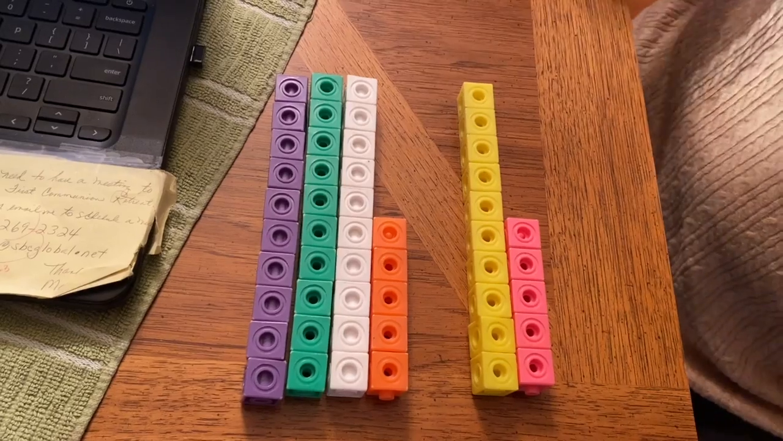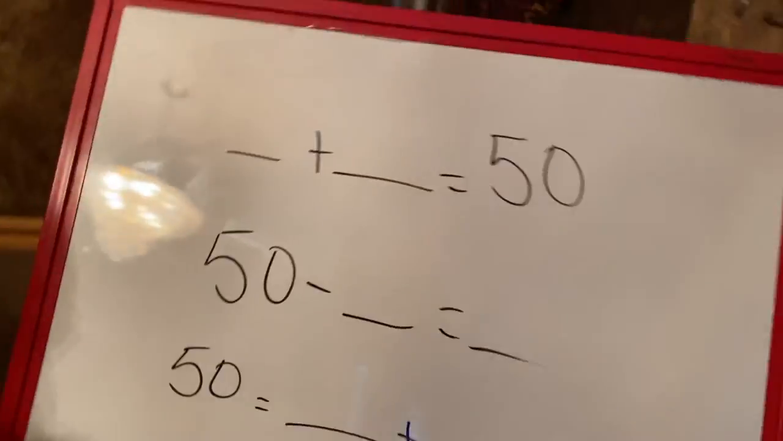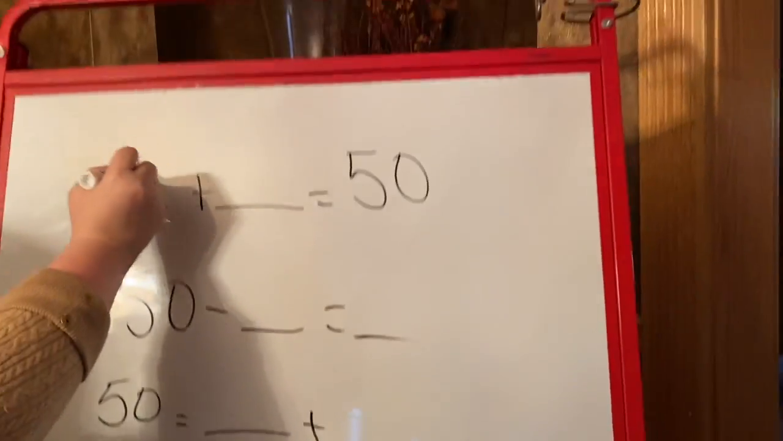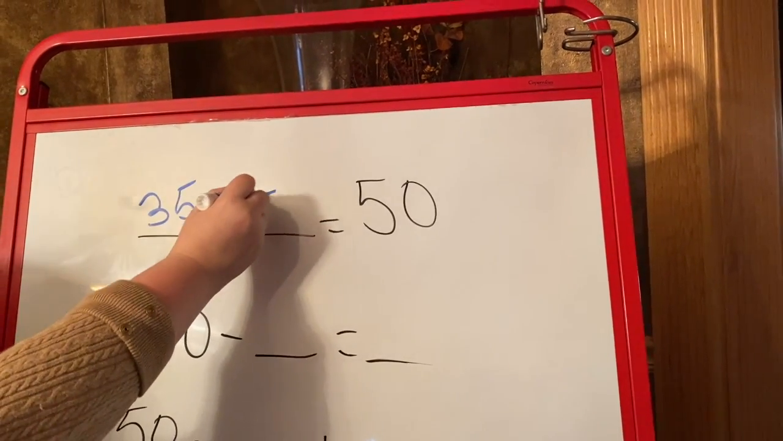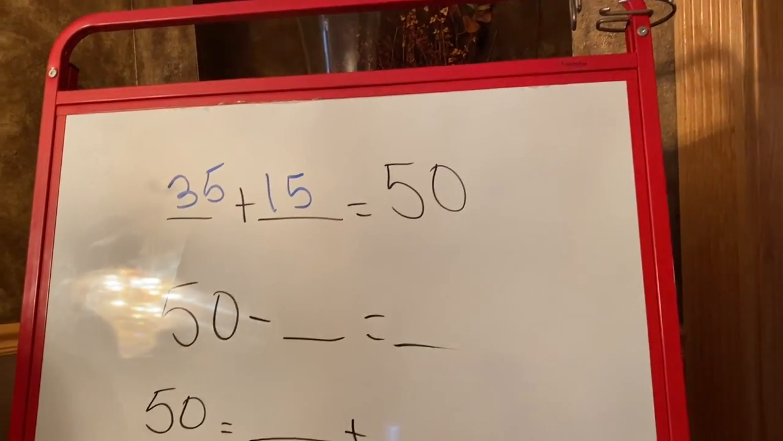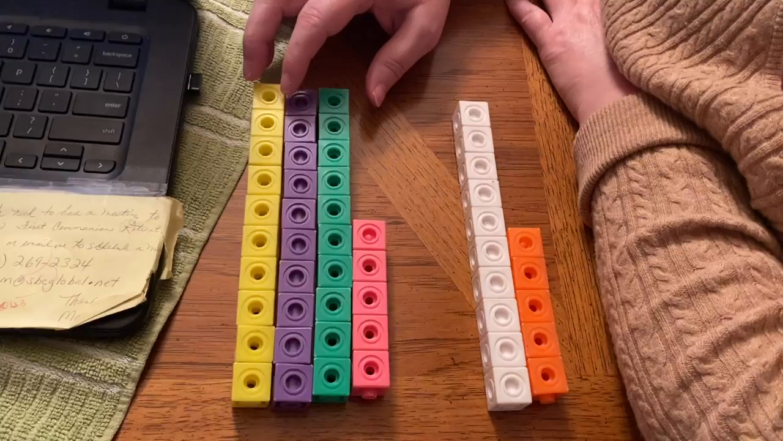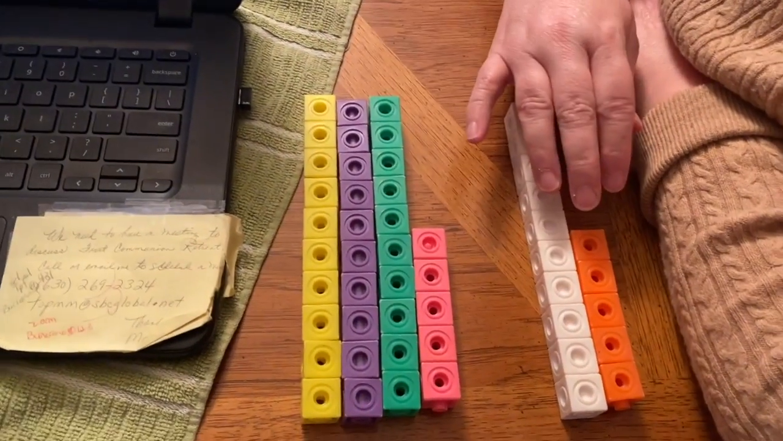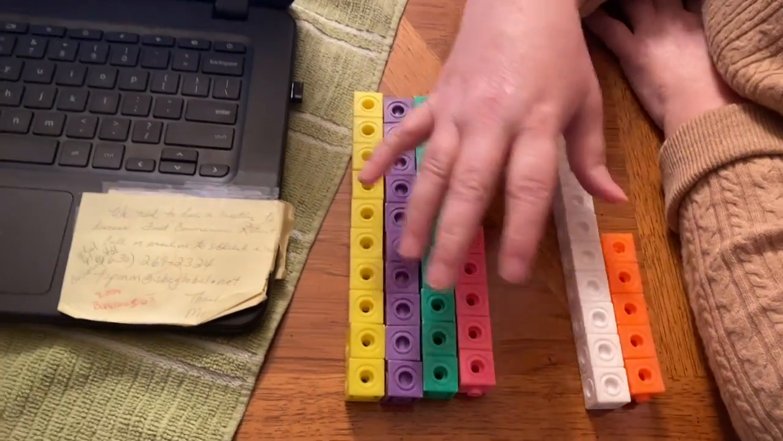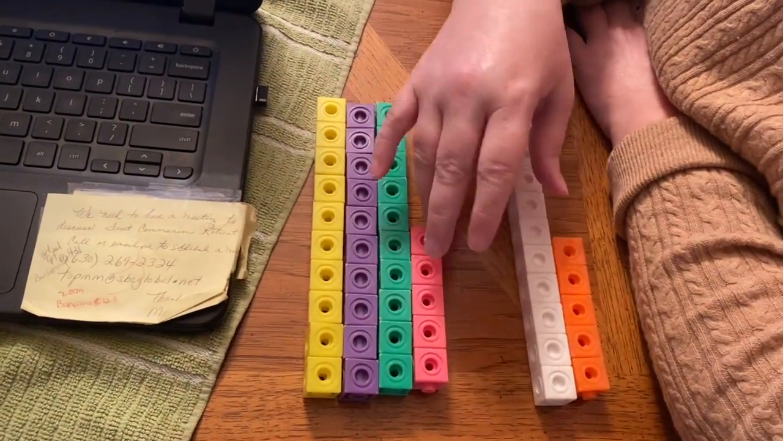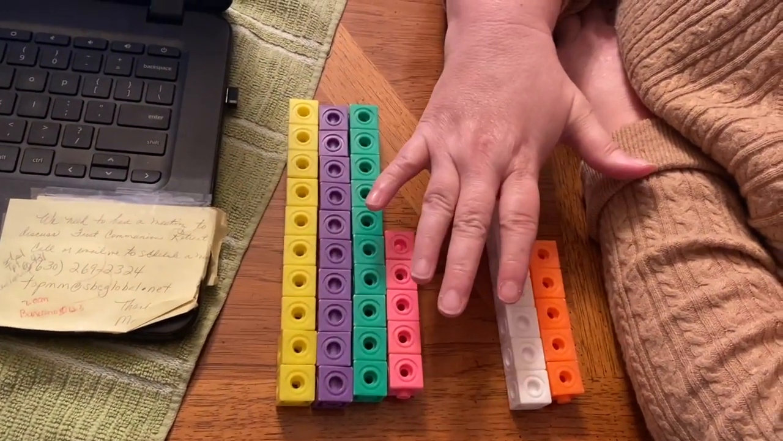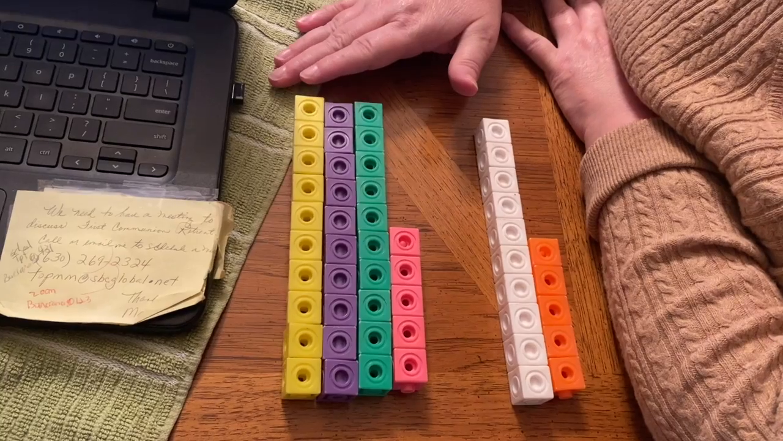So in that line, you could write 35 plus 15 linking cubes equal 50. So now we just did 35 plus 15 equals 50. So we know that there's 50 linking cubes here all together.